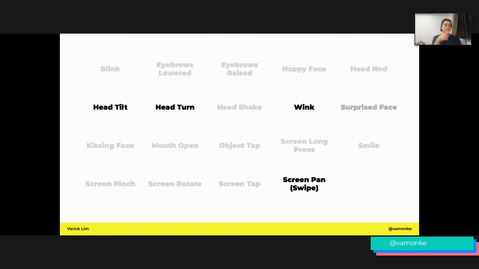So these four allow the player to indicate a sense of direction. But two of them I didn't like: wink and swipe. Wink because it's a bit unreliable and it's not very intuitive. And swipe doesn't make sense because you can't have two players swipe the screen together. It felt weird. So naturally, the choices are head tilt and head turn.